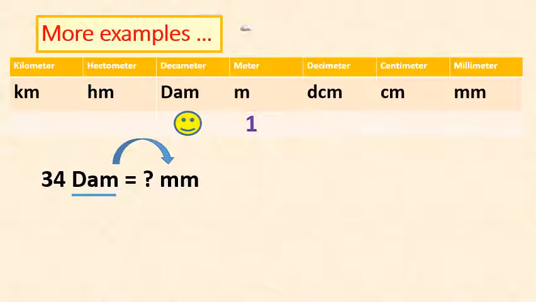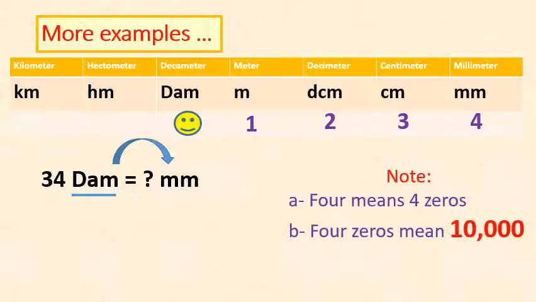1 place, 2 places, 3 places, 4 places. What does the number 4 that we reach mean? The number 4 means 4 zeros. 4 zeros mean 10,000. So, what we're going to do is the following.